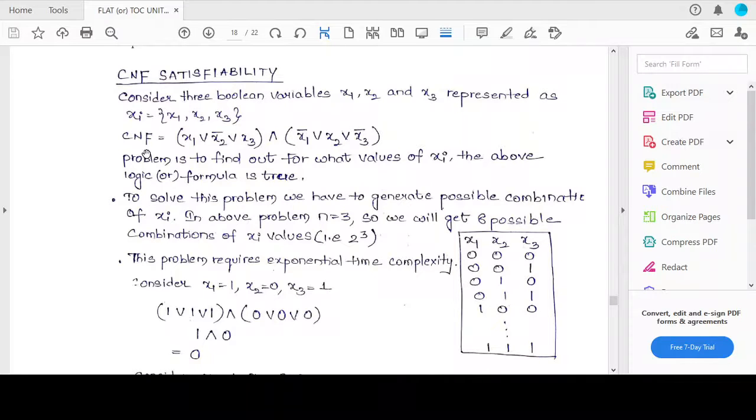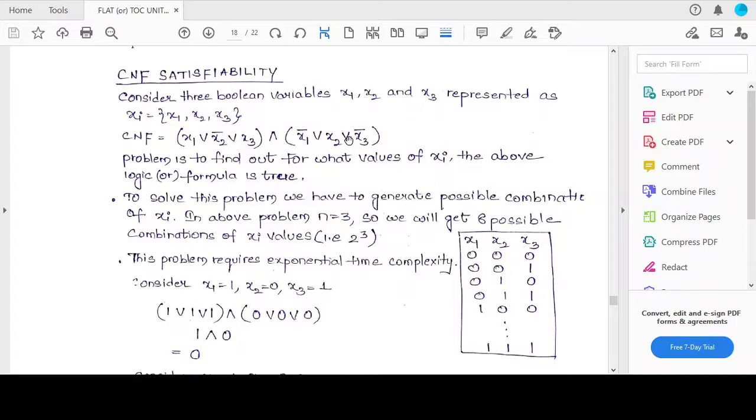Okay. And next one here it is a satisfiability problem. So CNF is equal to... So here I am writing one formula or satisfiability equation. Like (x1 or x2 bar or x3) and (x1 bar or x2 or x3 bar).